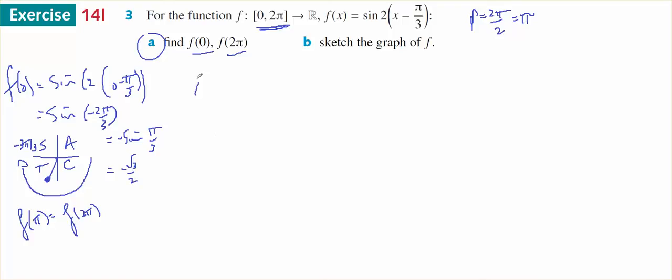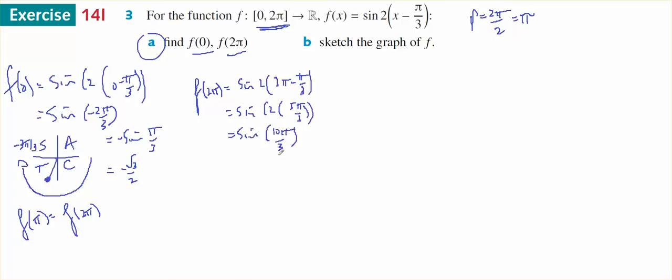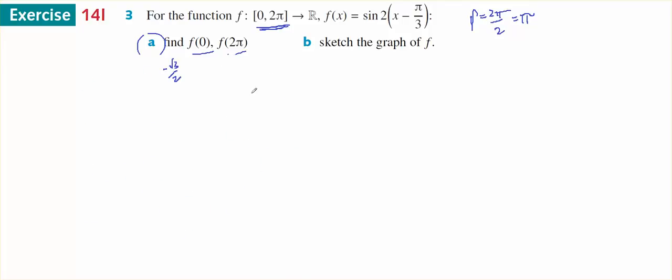I could confirm it. f(2π) will equal the sine of 2 × 2π − π/3, which is the sine of 2 × 5π/3, which is the sine of 10π/3. And that's going to be 3π/3, 6π/3, 9π/3, so 10π/3 is here in the third quadrant, the same as this, so I'll get negative √3/2. So I know my endpoints. They're both equal to −√3/2. Now I'm going to sketch the graph.